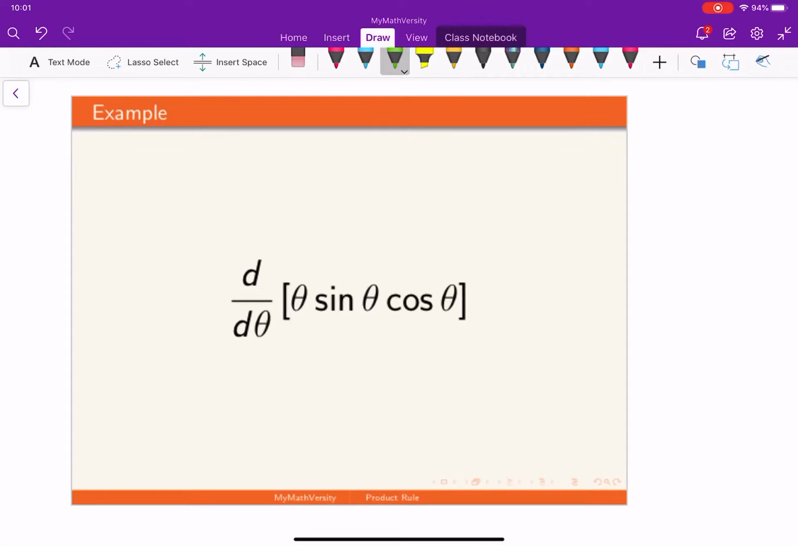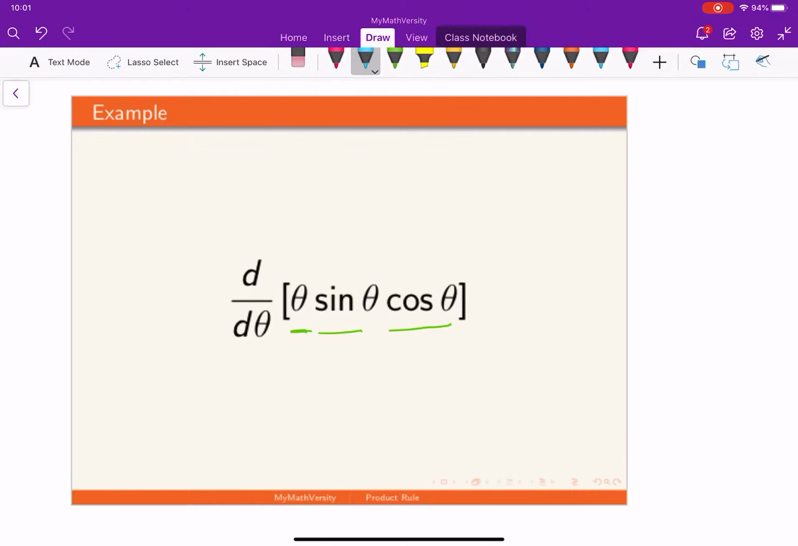In this example, we have given a product of three functions. We have theta, sine theta, and then cosine theta, right? And we have a product between that. So this is the product of these three different functions. Our goal is to find the derivative of this function with respect to theta. How do we find the derivative of these?